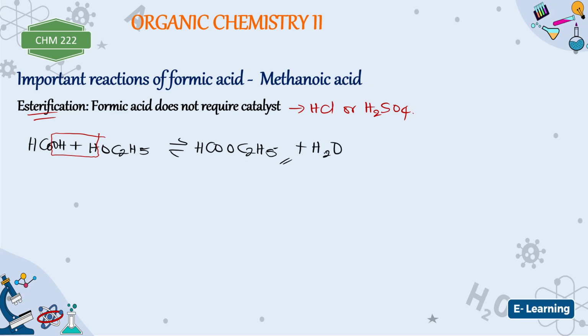Now this reaction is reversible because once you put this water back into this thing, it's going to give us the carboxylic acid, in this case formic acid, and here is what? Alcohol. So by now you should have known that esterification is a reaction between an acid and alcohol to form an ester. Is that okay? So that is one of the reactions of formic acid.